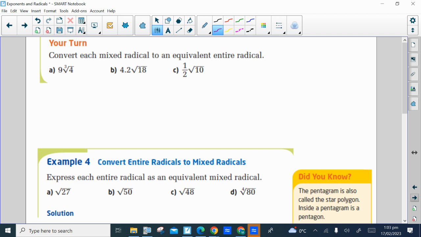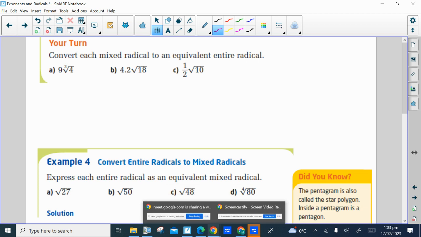Now we're going back to what we did yesterday. It says convert each to an entire radical. So you have to read the question, find out what you're being asked to do, and then do it. So in order to write them as entire radicals, you need to write the coefficient as a radical. So for part A, because the second part of this is the cube root of 4, you need to express 9 as a cube root.